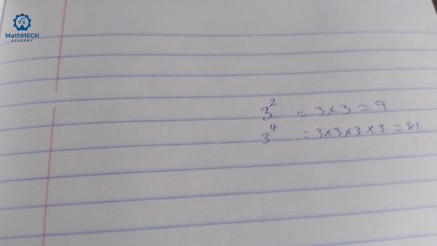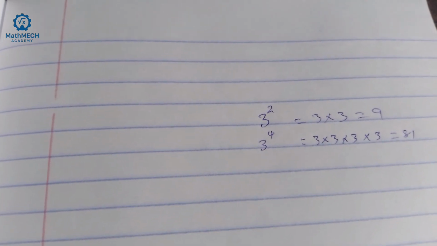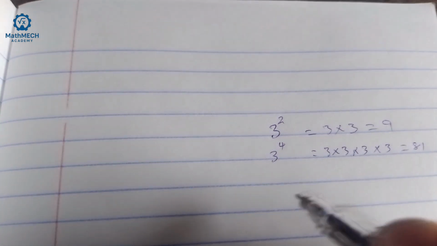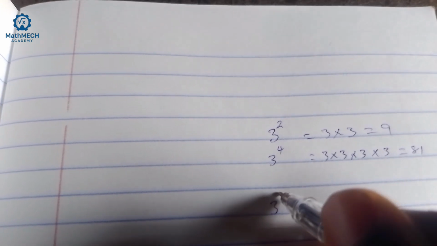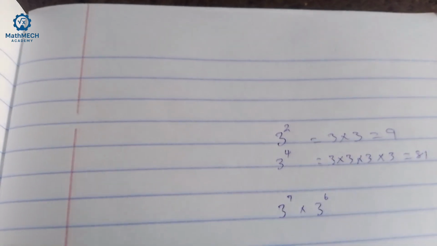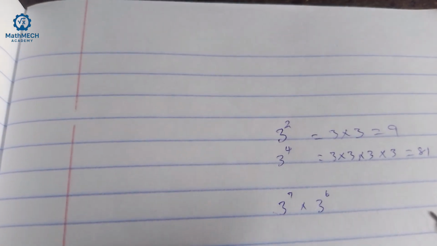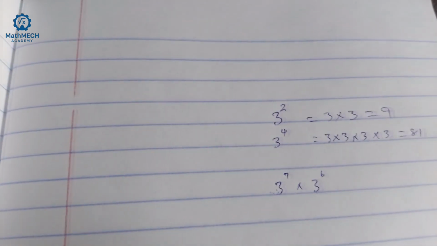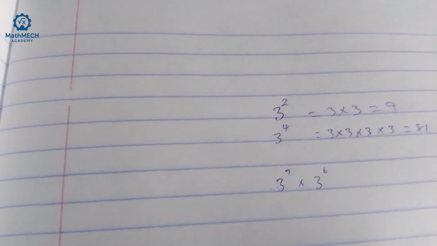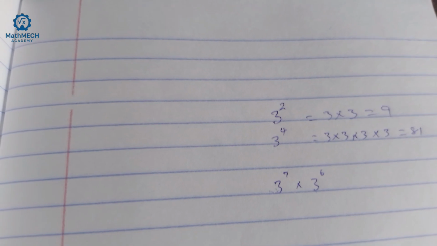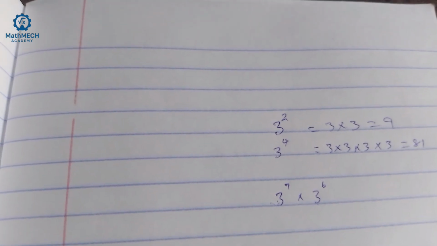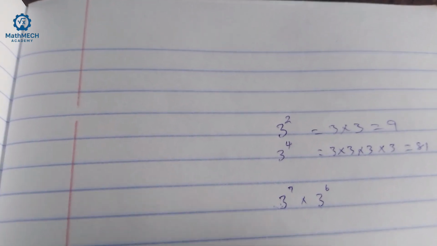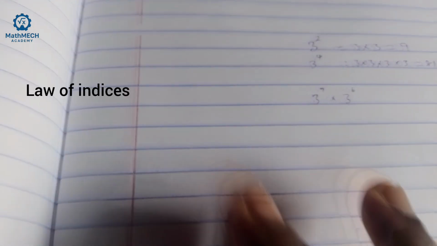So there are laws that govern indices. This law enables us to calculate larger values. Let's say 3 raised to the power of 7 multiplied by 3 raised to the power of, let's say, 6. But in order for us to do this, we need to multiply this 7 times, then multiply that value. And at the end of the day, you're going to be getting a very gigantic number. So indices, which is very helpful with their laws, we can compute this using the first law of indices. So that will bring us to the first law of indices.